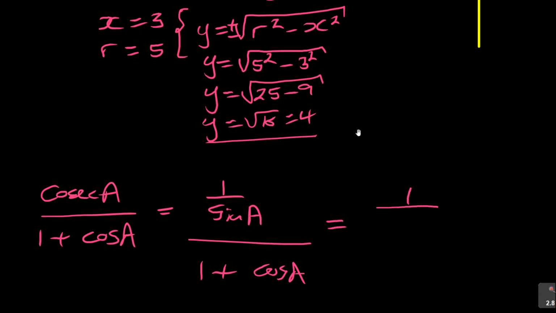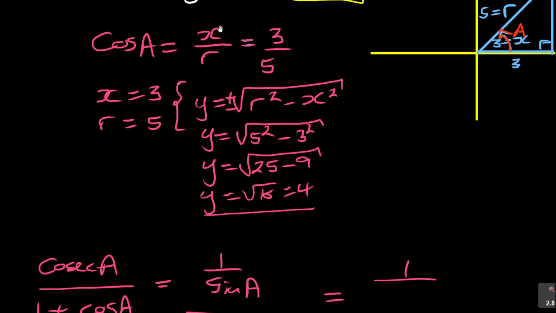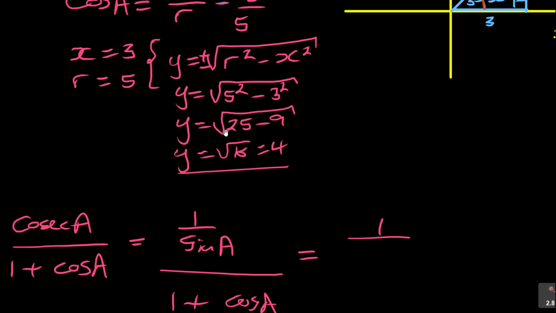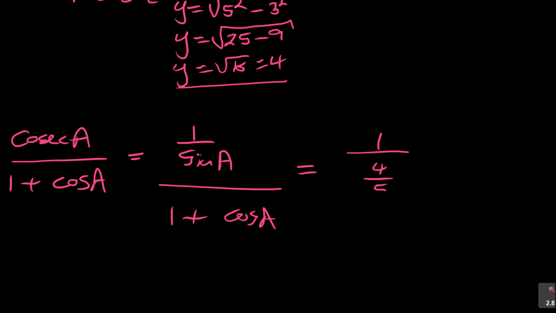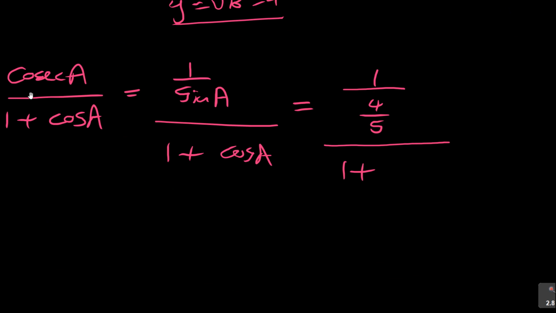now you come back and say what is sine A. Remember, if cos is x over r, sine is y over r. So you know your value for y over r, it's 4 over 5, right? 1 over 4 over 5, and then all over 1 plus cos, we maintain our cos A, which was 3 over 5.